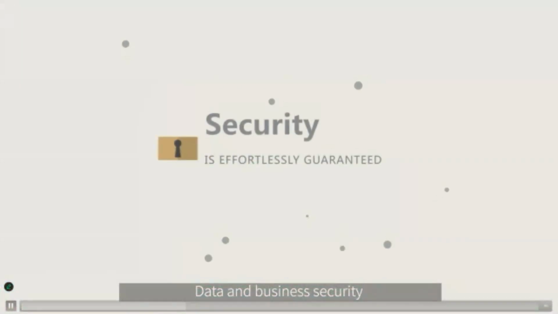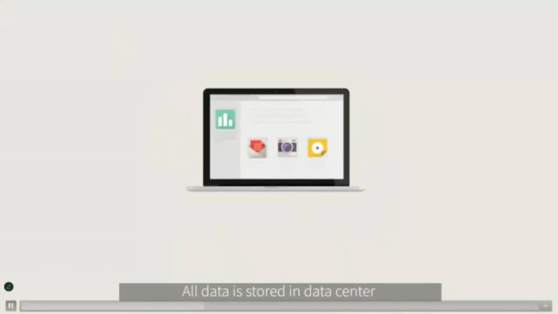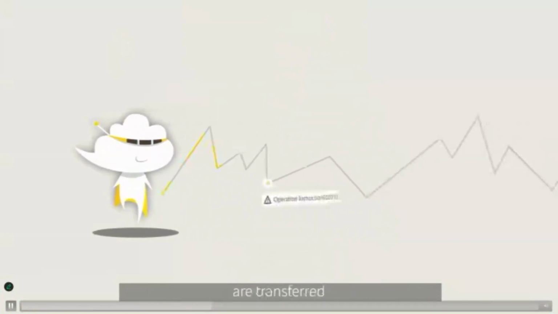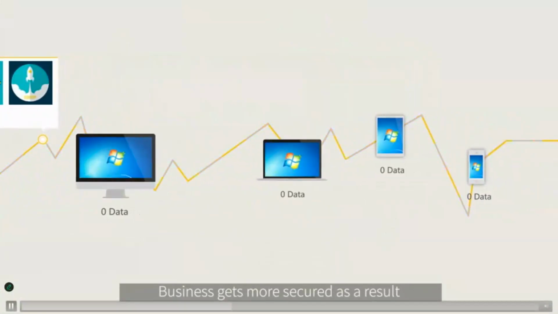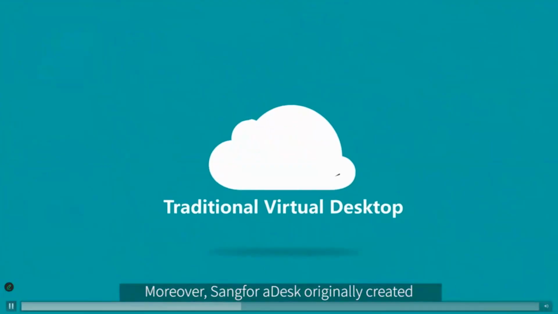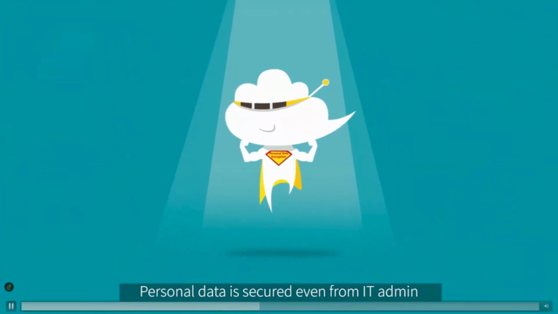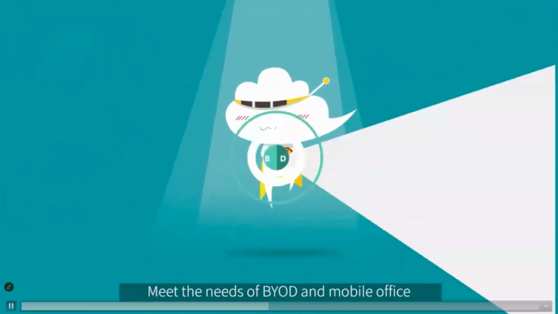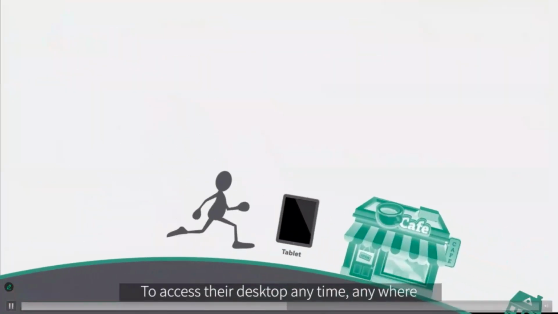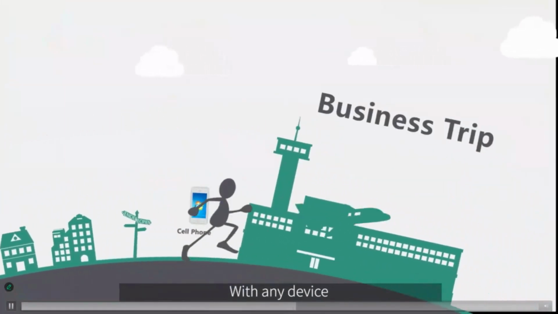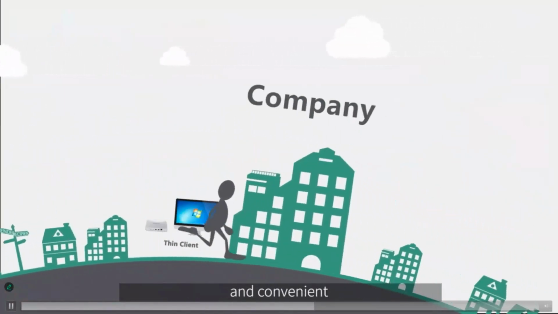Data and business security is effortlessly guaranteed. With A-Desk, all data is stored in the data center. Merely images and operation instructions are transferred. The user terminal no longer keeps any data. Business gets more secured as a result. Moreover, Sangfor A-Desk originally created personal disk encryption technology. Personal data is secured even from the IT admin. Enjoy privacy on A-Desk. Meet the needs of BYOD and mobile office. Sangfor A-Desk allows people to access their desktop anytime, anywhere, with any device. Work will never be disrupted by a change of location. Mobile office gets highly flexible and convenient.